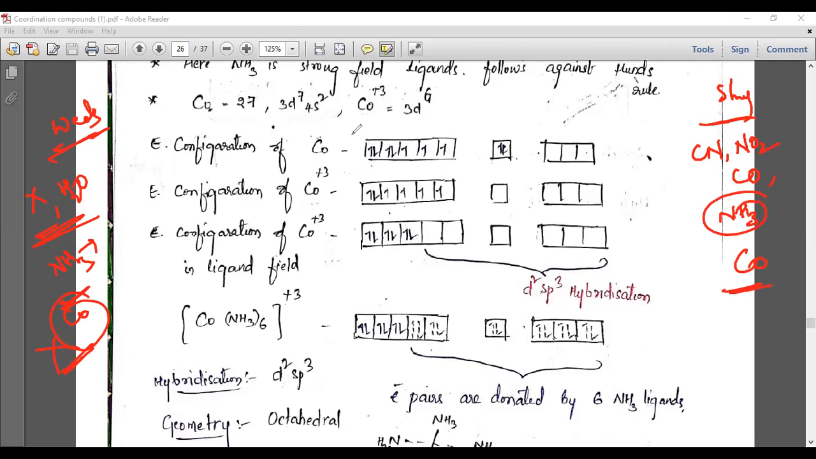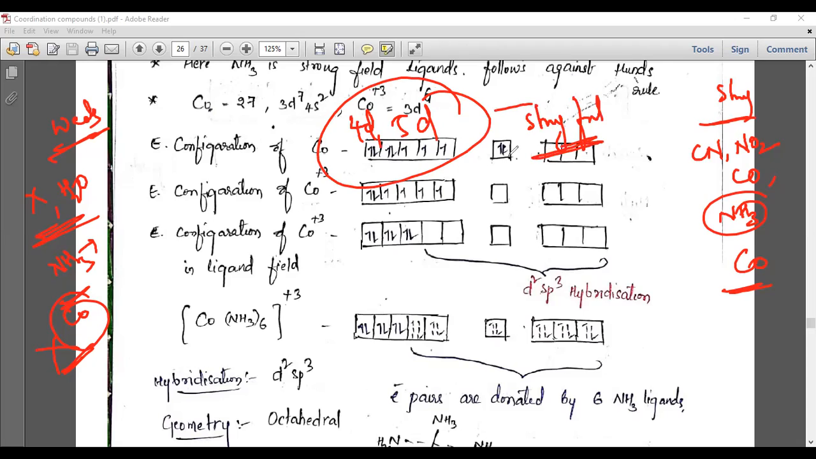But remember another point here for the 4d series and 5d series. For the 4d and 5d series, every ligand is a strong field ligand. Each ligand is a strong field ligand, so definitely Hund's rule doesn't follow. The electrons will pair up together in the 4d and 5d series. Most of the complexes are d2sp3 inner orbital complexes in the 4d and 5d series. That I will tell you later on.